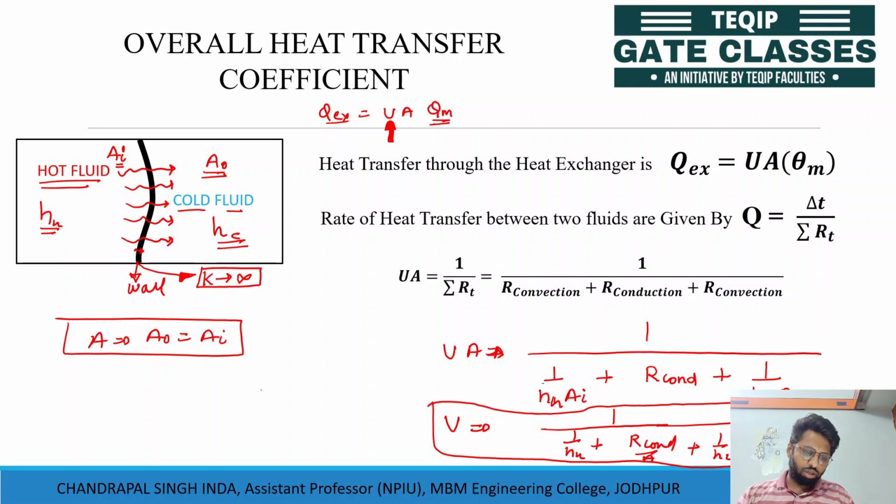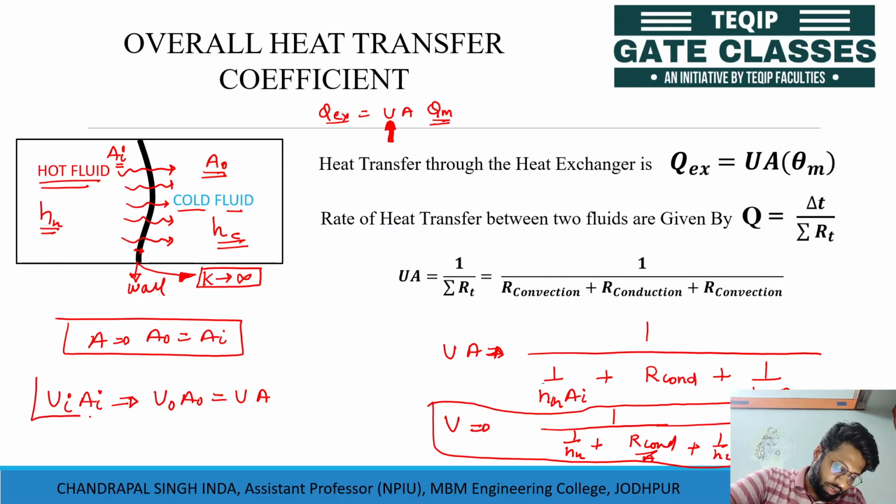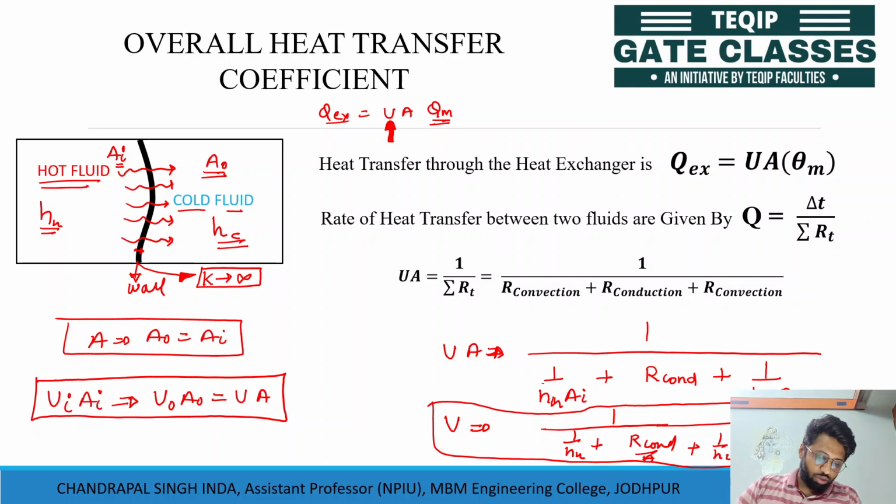We have one more thing in this heat exchanger: we can also find the overall heat transfer coefficient for the inner side. In that case we are going to have Ai Ui equal to the overall heat transfer coefficient at the outer side times the outer area, which will be equal to UA, as the theta m for all of these are equal. So we will have one more relation here. By using this we can find the value of the overall heat transfer coefficient at the inner side or outer side.